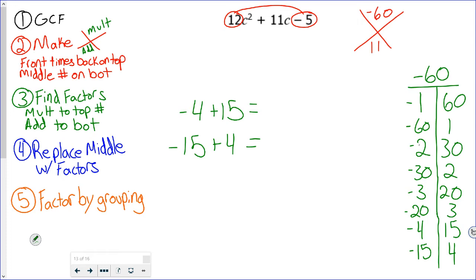Well, you've got to be careful. Remember, the sign of the bigger number will always win. So this is a positive 15, right? And this is positive 11. And then -15 plus 4, that's a -11. So we don't really want this one. We want this top one. We want -4 and 15.